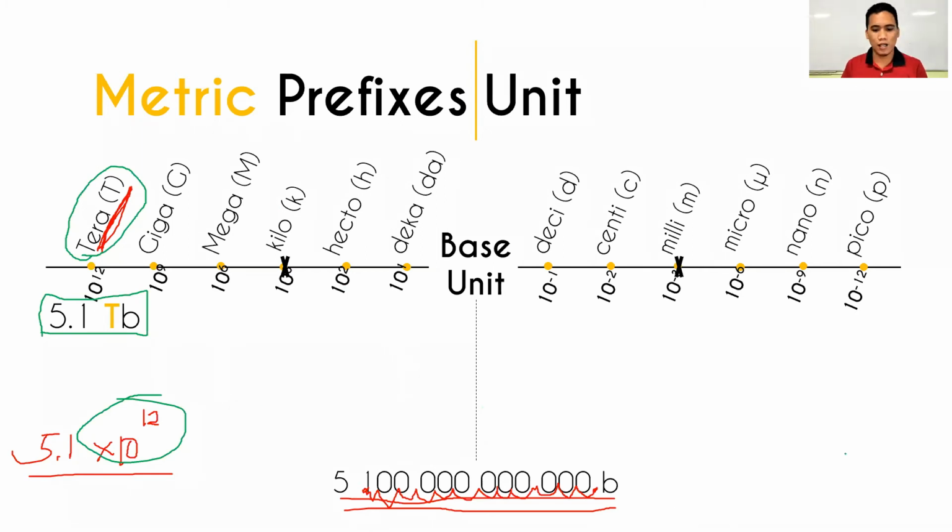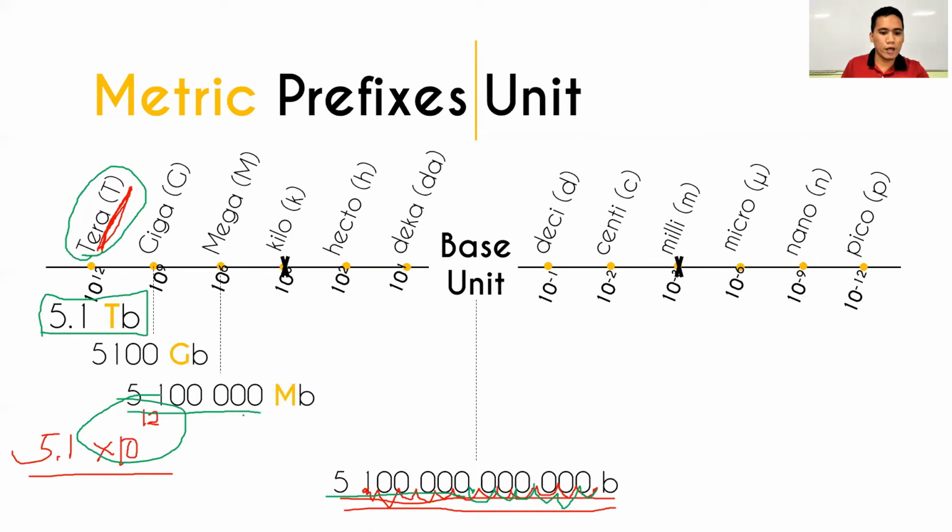Okay, sir, what if, sir, ang gusto ko gamitin, sir, is mega? So si mega lang. We move 6 places to the left. 1, 2, 3, 4, 5, and 6. So therefore, it is 5,100,000 times 10 to the power of 6. So replace your scientific notation with the following prefix. So the answer is 5,100,000 megabyte. Okay, same with the other prefixes.